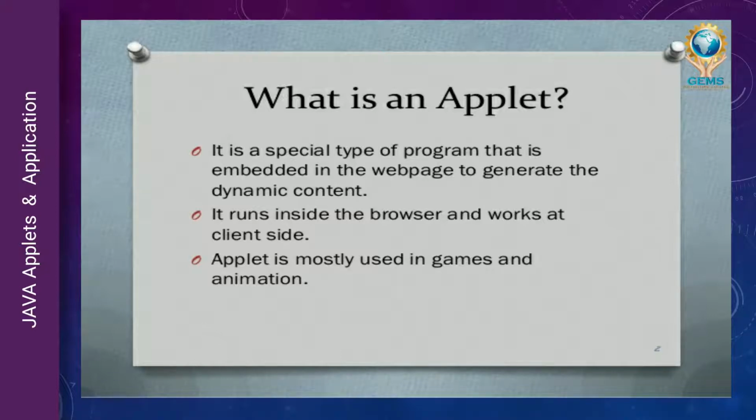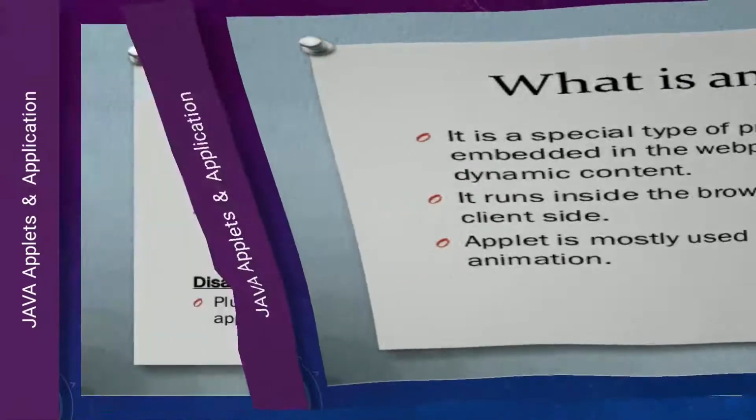Applet helps developers to develop dynamic content. Dynamic content is nothing but the data that is changing or moving or rotating at browsing time. The data is called dynamic content. Then it runs inside the browser and works at the client side. Applet is mostly used in games and animation. This is about applet.